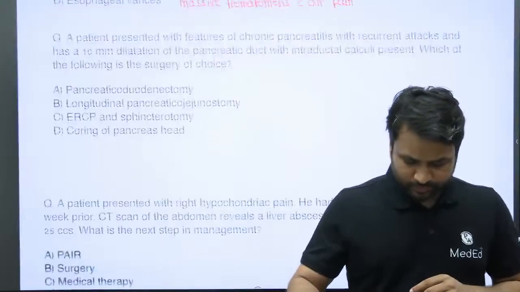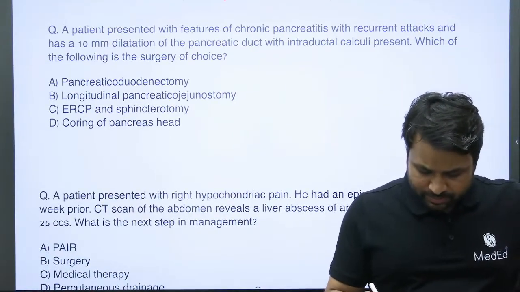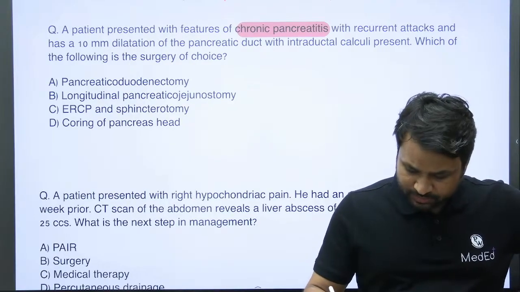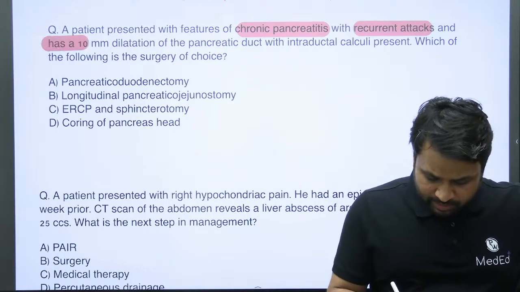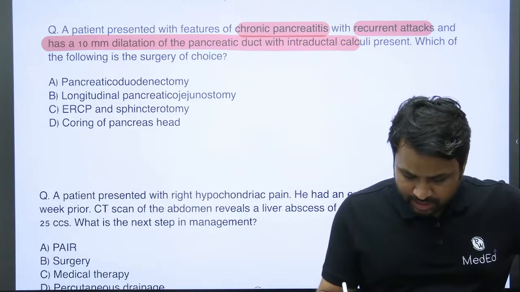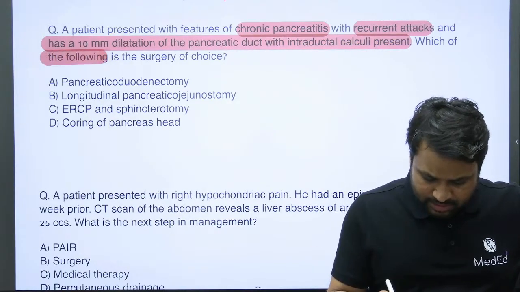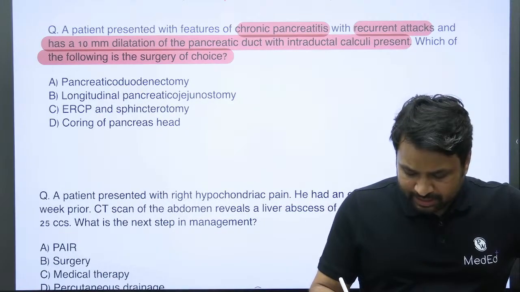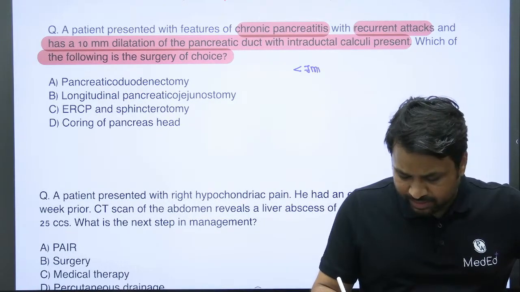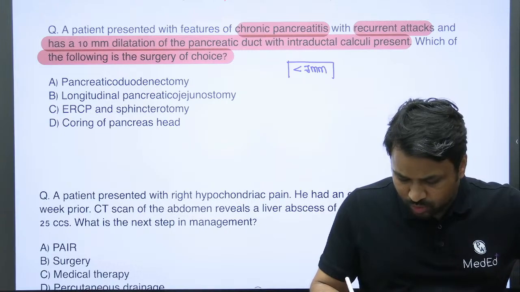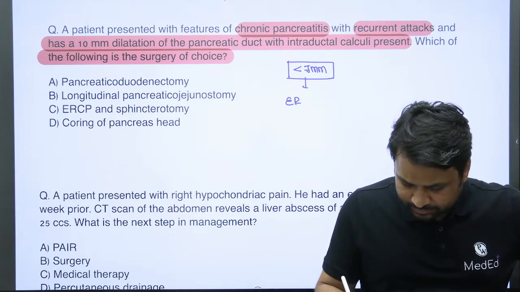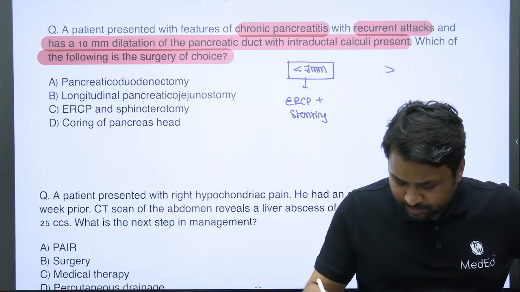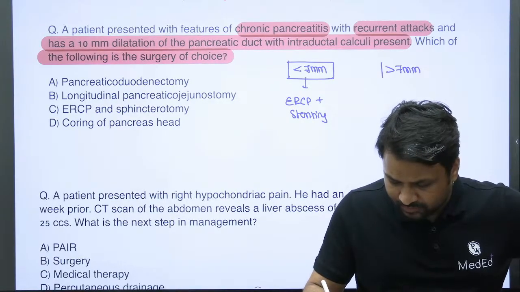Okay? So, going to the next one, I have a patient presented with the features of chronic pancreatitis. Then there are recurrent attacks. Okay? And a 10 millimeter dilated pancreatic duct with intraductal calculus present. Which of the following is the surgery of choice? Now we say, if the major pancreatic duct diameter is less than 7 millimeters, then I would do an ERCP with stenting. If it is more than 7 millimeters, then you have to do surgery.